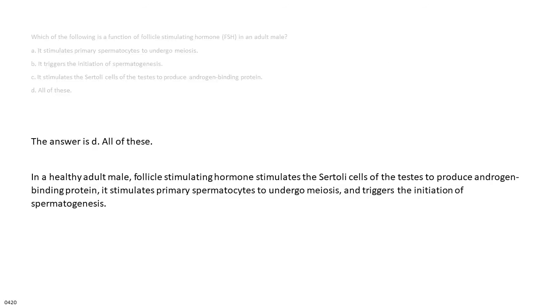The answer is D. All of these. In a healthy adult male, follicle-stimulating hormone stimulates the Sertoli cells of the testes to produce androgen-binding protein, it stimulates primary spermatocytes to undergo meiosis, and triggers the initiation of spermatogenesis.